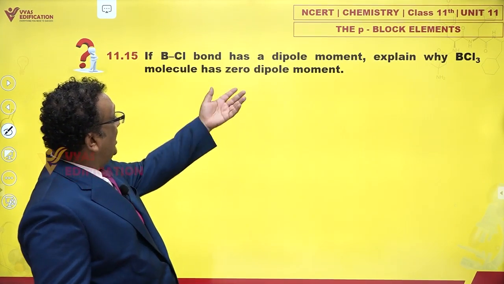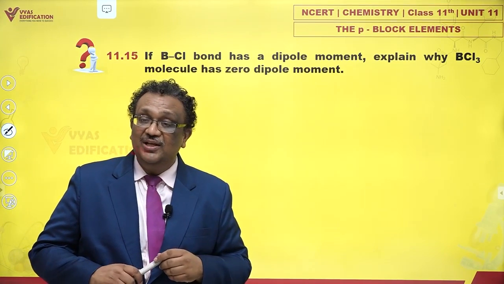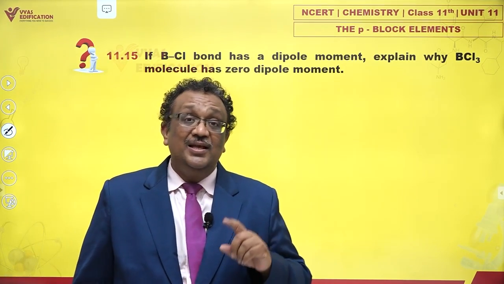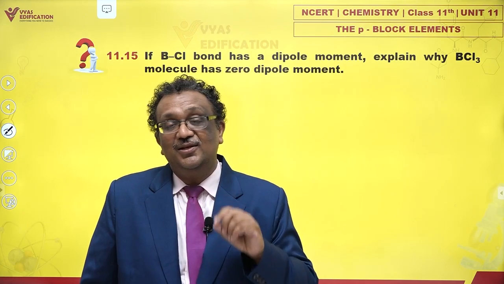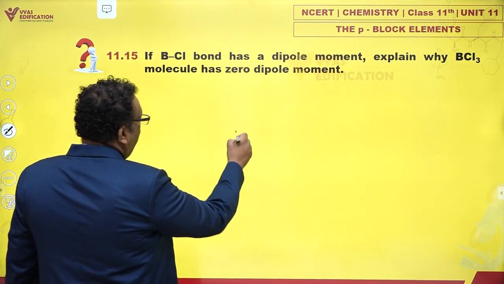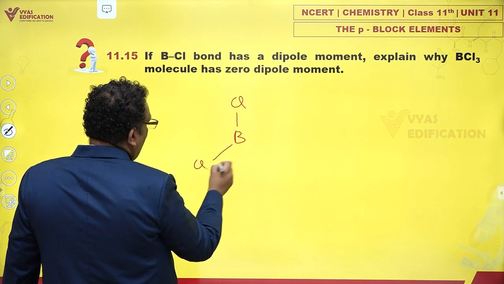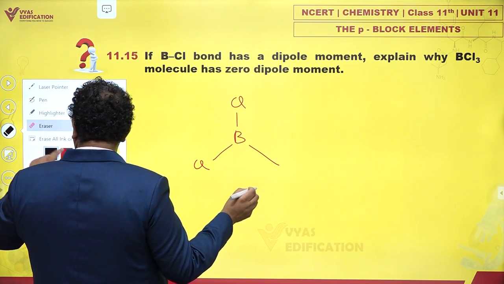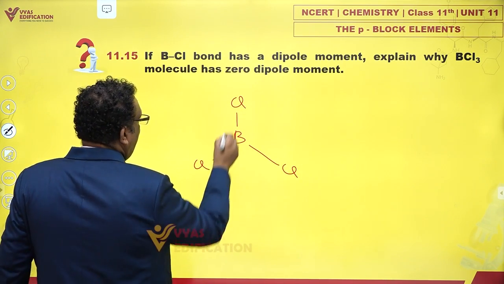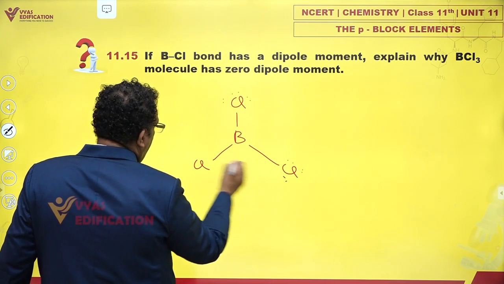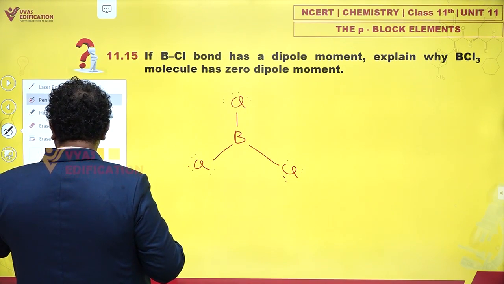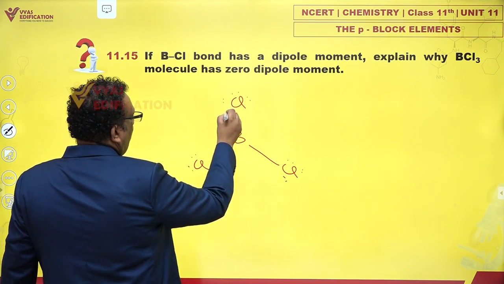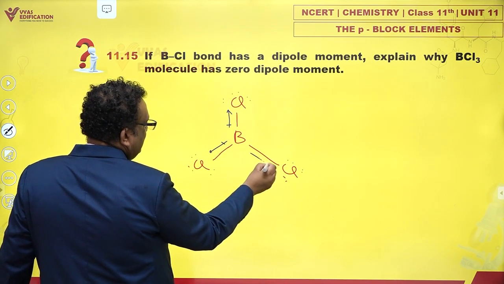If the B-Cl bond has a dipole moment, explain why the BCl3 molecule has a zero dipole moment. For this, the first point you must note is that dipole moment is a vector quantity. Yes, dipole moment is a vector quantity, and we draw the dipole moments in such a way that they are shown in the direction of displacement of electrons. Now, which is more electronegative, boron or chlorine? Very obviously, chlorines are more electronegative. So, electrons are pulled away in this direction.